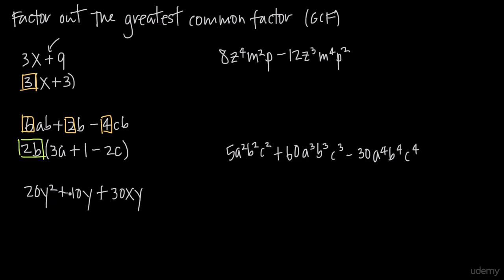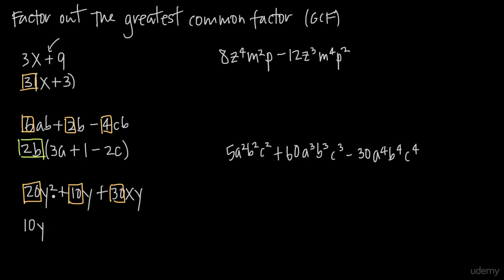We have 20y squared plus 10y plus 30xy. If we just look at the coefficients in front of each of these terms, we have 20, 10, and 30. We can pull out a 10 as part of our greatest common factor. And then if we look at the variables, we have y squared, y, and xy. The only common factor between those is y.